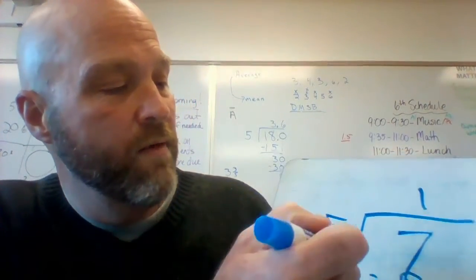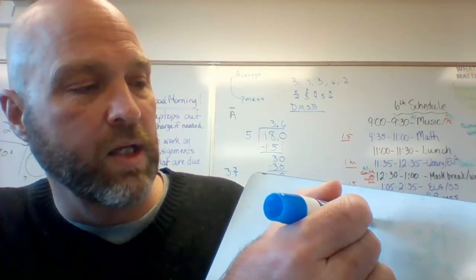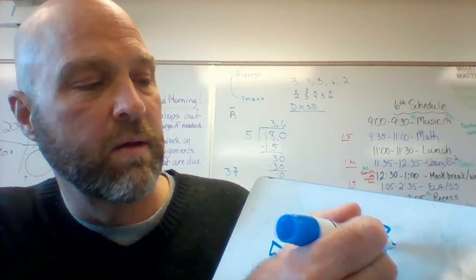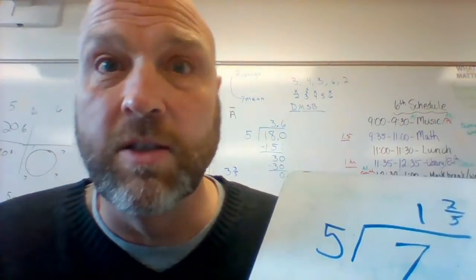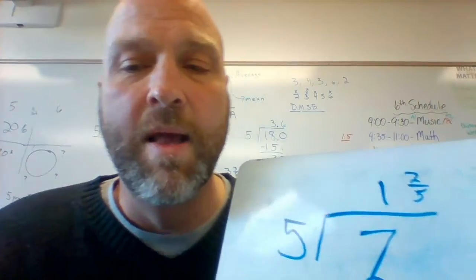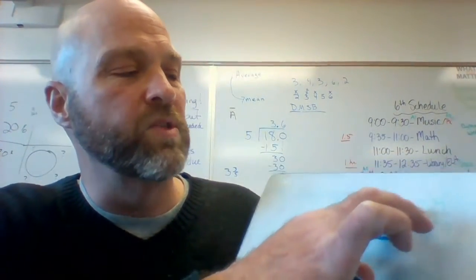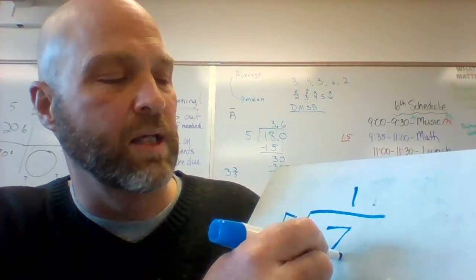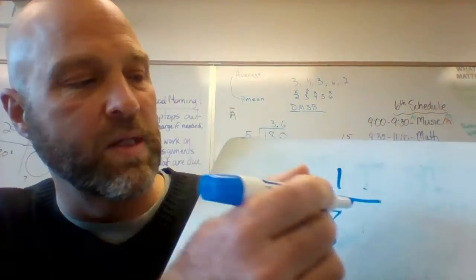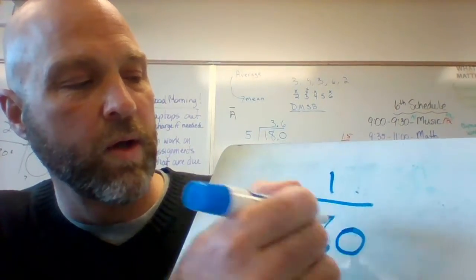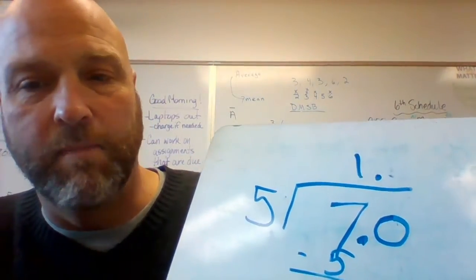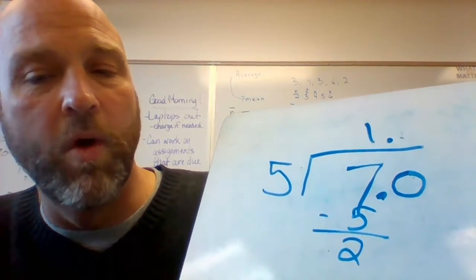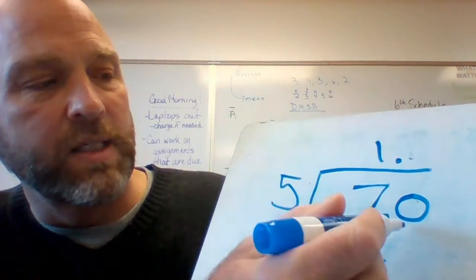So I could go 1 and 2/5. That would work sometimes. We know fractions, decimals, and percents are the same thing, but for our purposes, we need our answer to be in decimals. So 7 is the same as 7.0, and that's going to give me something to bring down. So it's going to be 1 and something. I know it's 1 and 2/5, but let's find out as a decimal.